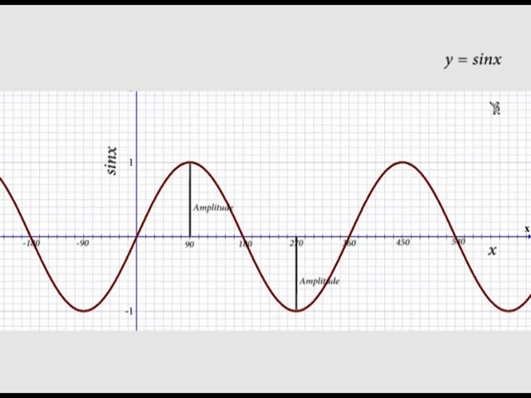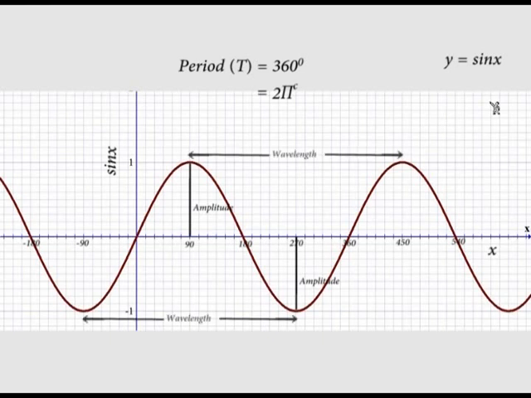The graph repeats itself after 360 degrees or 2 pi radians. So the graph has a period of 360 degrees or 2 pi radians. The distance between two successive crests or troughs is called the wavelength.